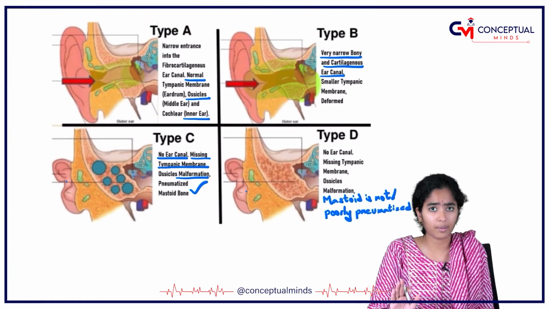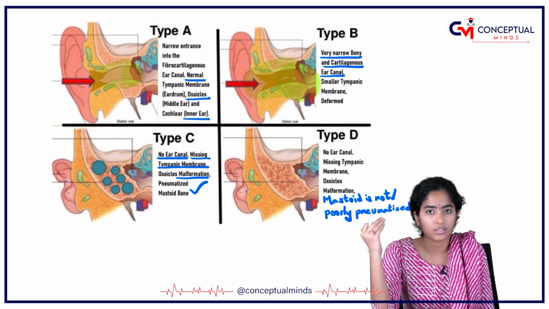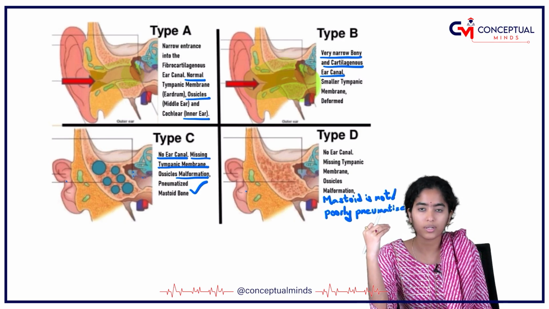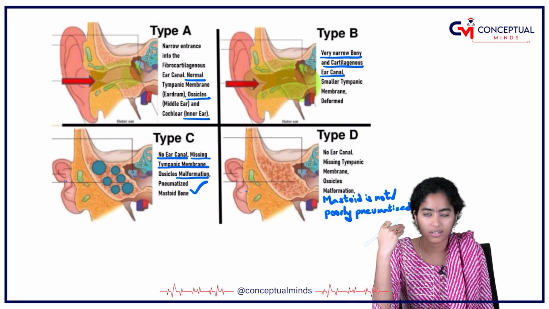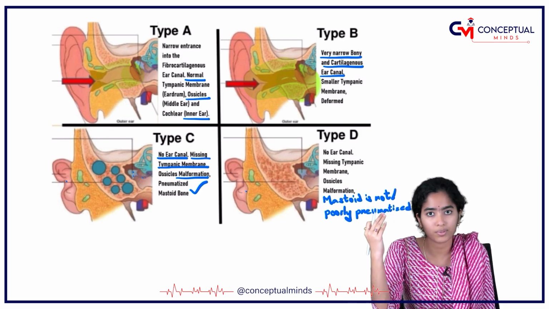So a very quick recap: in type A only the external part, the fibrocartilaginous part, is narrowed, it is abnormal. In type B, the entire canal is abnormal, even the tympanic membrane has become small and abnormal in shape.